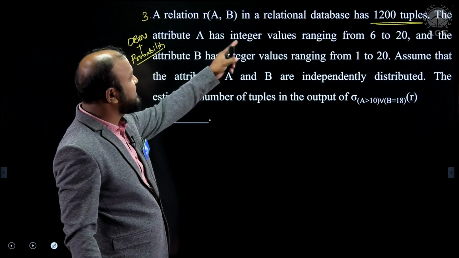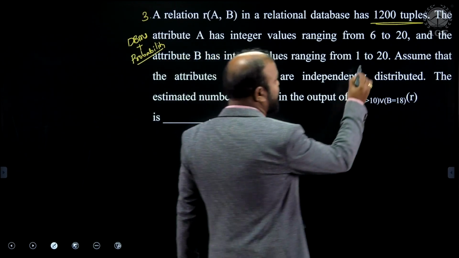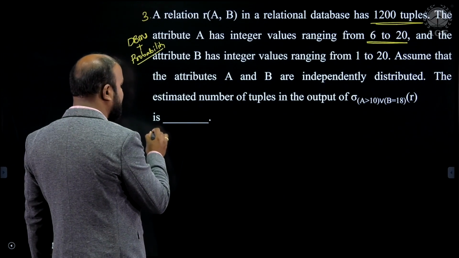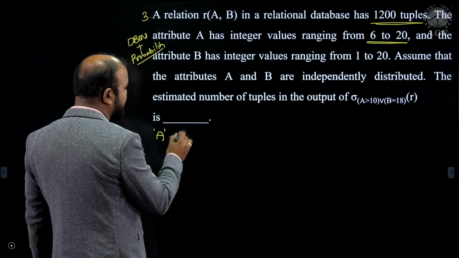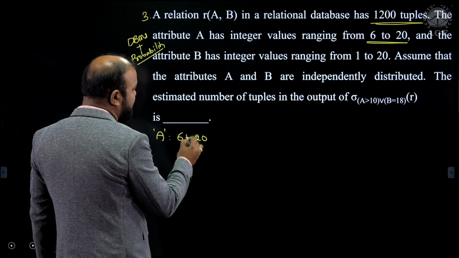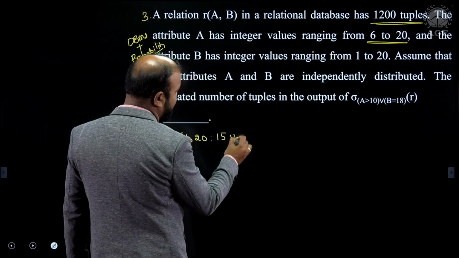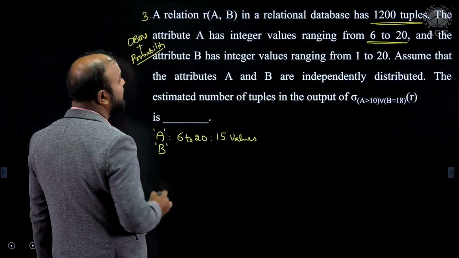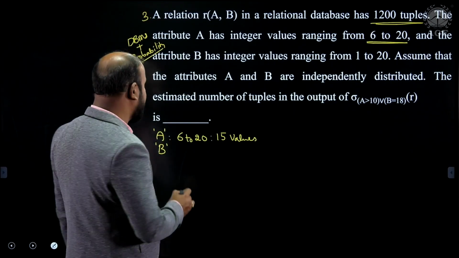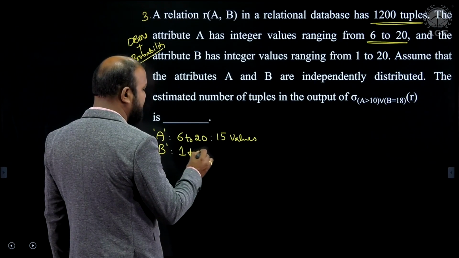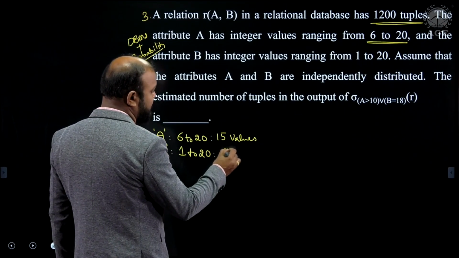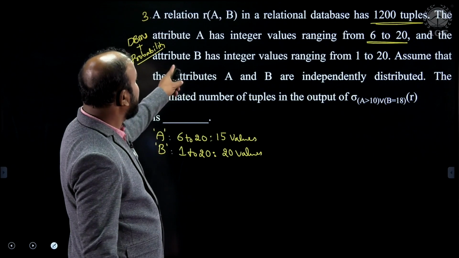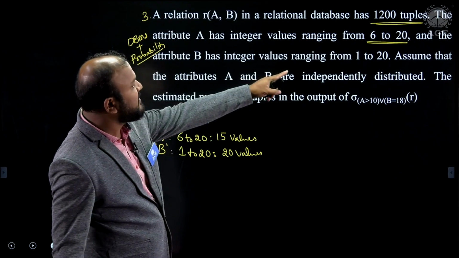There are totally 1200 tuples. The attribute A has integer values ranging from 6 to 20. It means how many values are there for the attribute? The attribute A has values from 6 to 20. It means there are totally 15 values in the attribute A. And the attribute B has integer values ranging from 1 to 20. It means there are totally 20 different values in the column B possible.